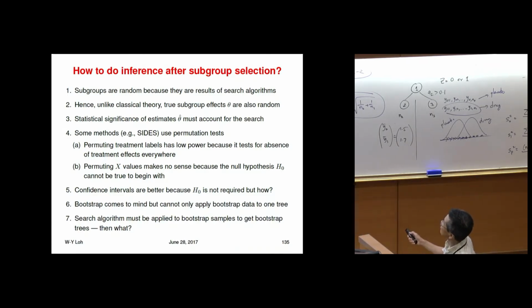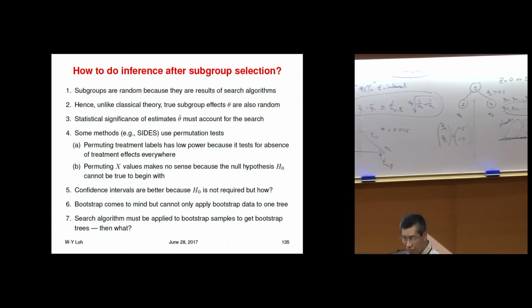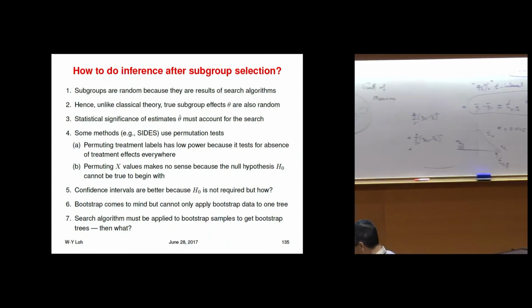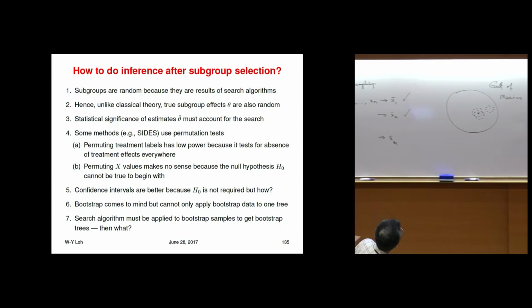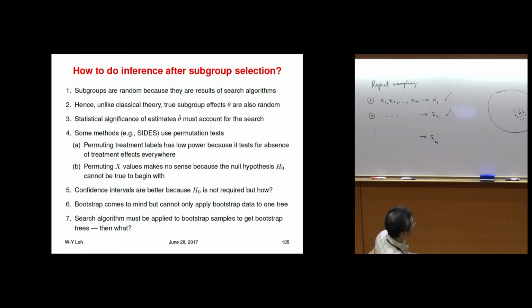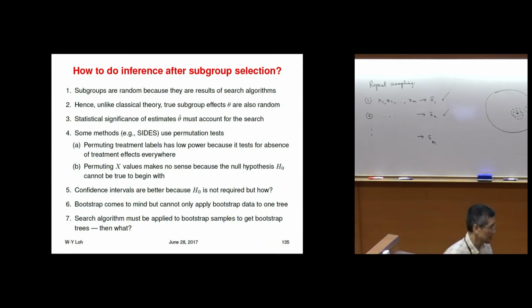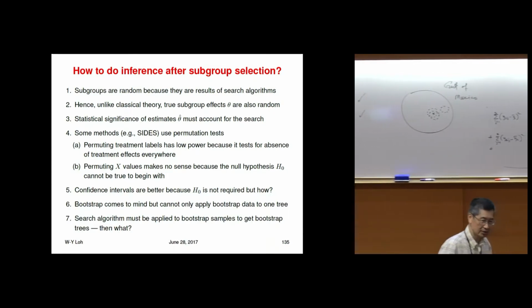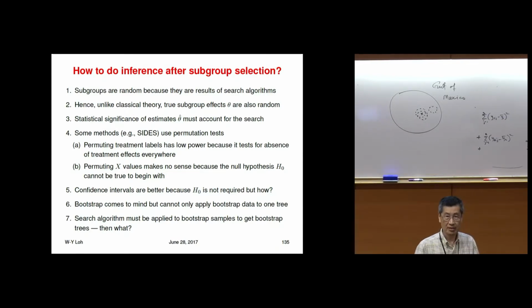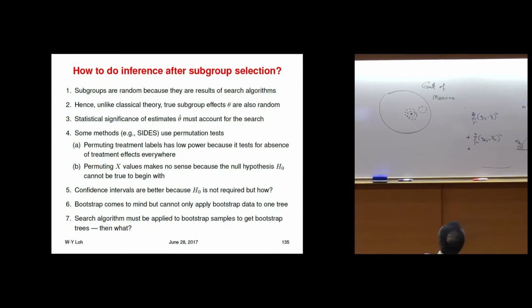Other methods use permutation tests to try to solve this problem. One thing they try to do is take the data and then permute the treatment label. Okay? If you permute the treatment label, you can test whether the treatment has any effect. But that's globally, not locally. What we want is for this subgroup, right? Okay. So that won't work.